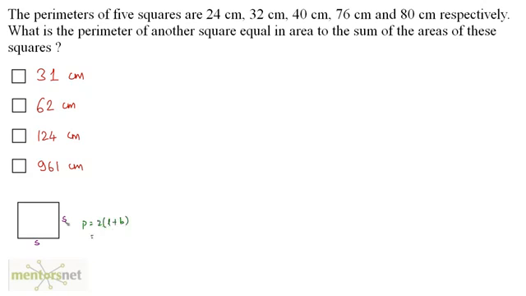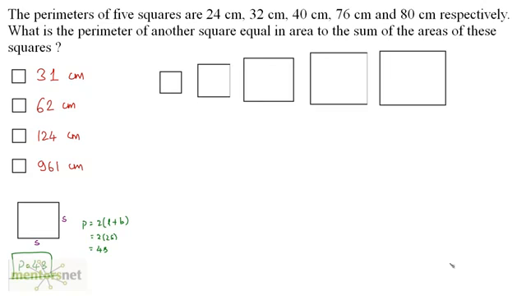So the length is S and the breadth is S, that is the side of a square. So twice (S plus S), that's twice 2S, and that's 4S. So the perimeter of a square is equal to 4 times its side. So keep this in mind. Now let us solve this question. So there are 5 squares. Let the sides of each of these squares be S1, S2, S3, S4 and S5.